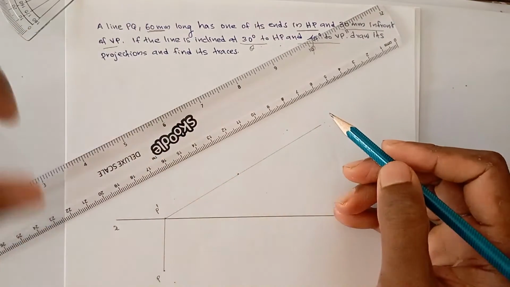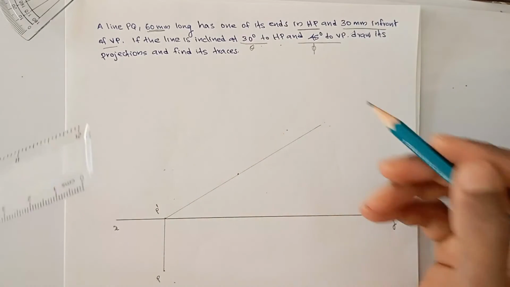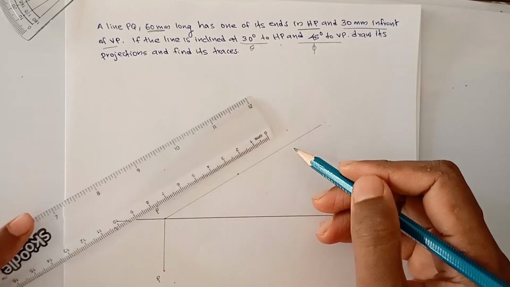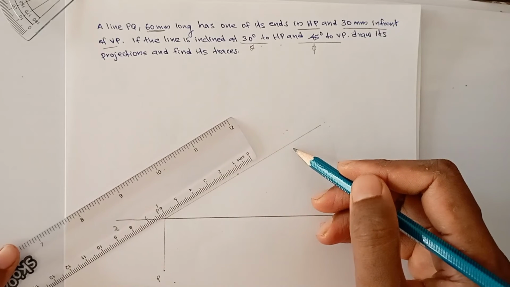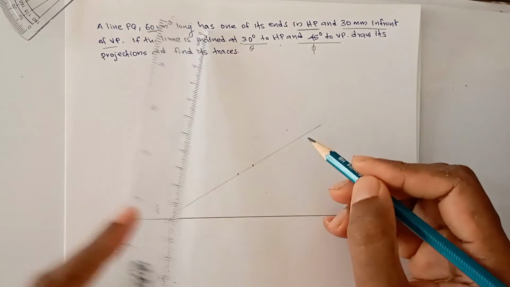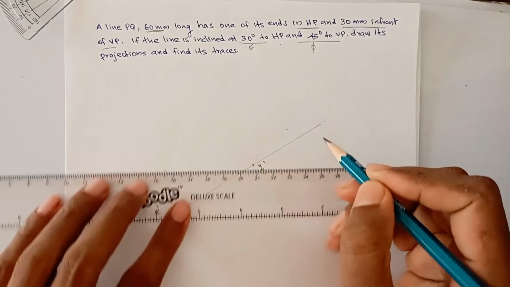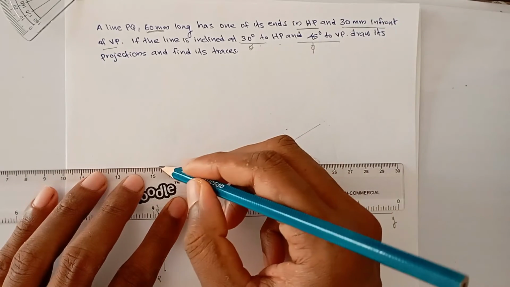Our true length will be in this line. So first you have to make the line parallel to HP. So this true length, you will get the true length in the front view. So what is the true length? This is 60 mm. Mark the 60 mm here. We got the point Q1 dash. So this is our trace point, location point.